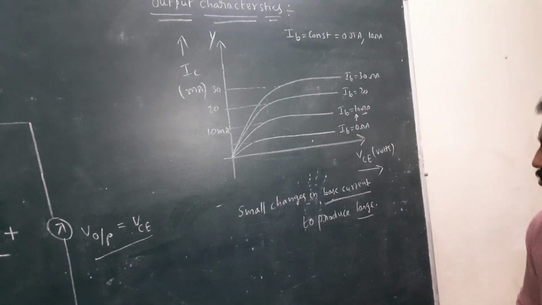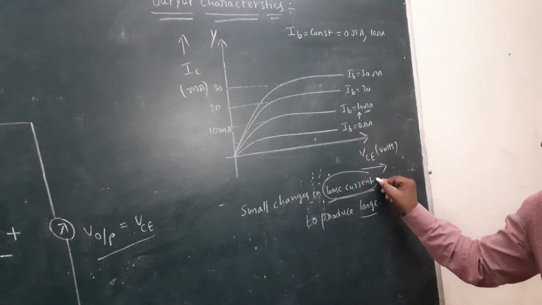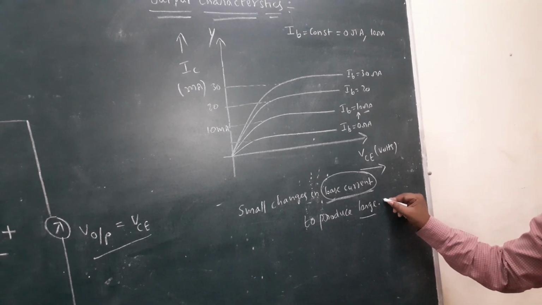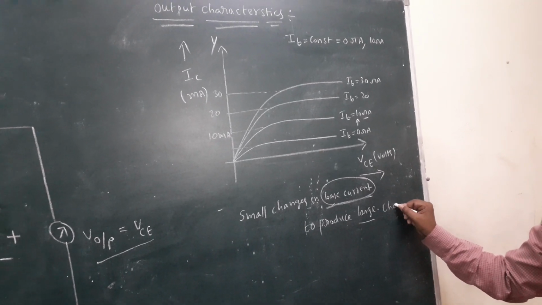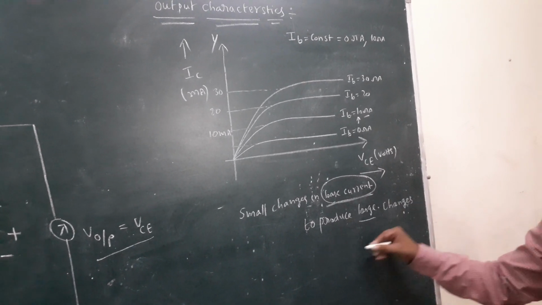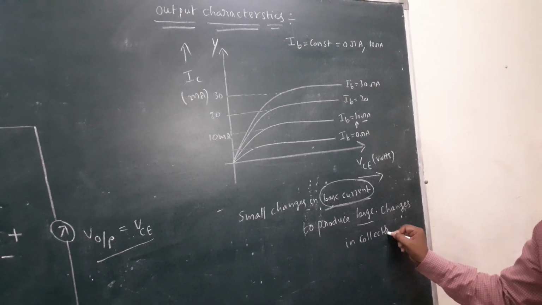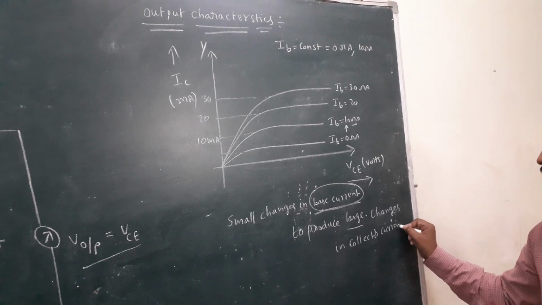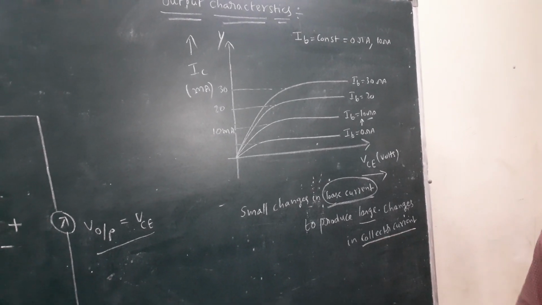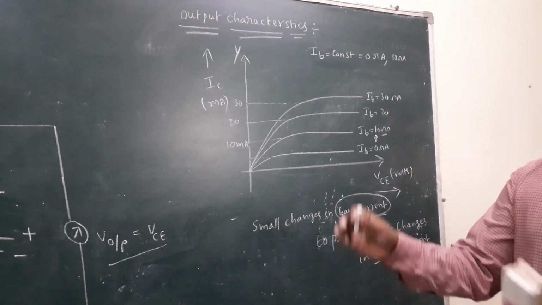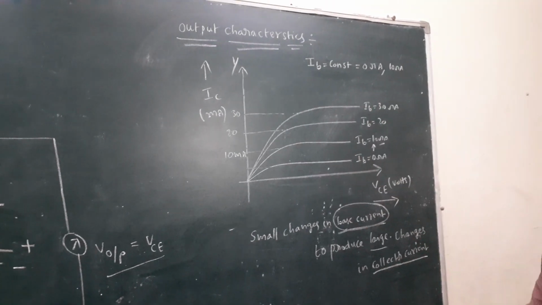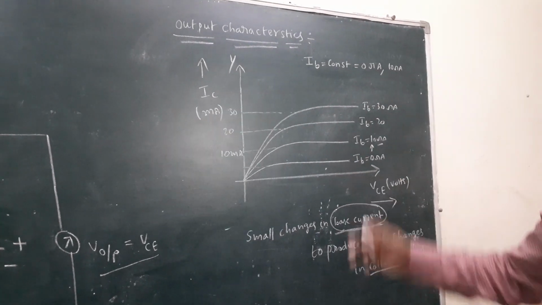1000 times change అవుతుంది. అంటే small changes in base current to produce large changes in collector current. That means how many times change? 1000 times changes. అంటే small changes in input to produce a large changes in output.